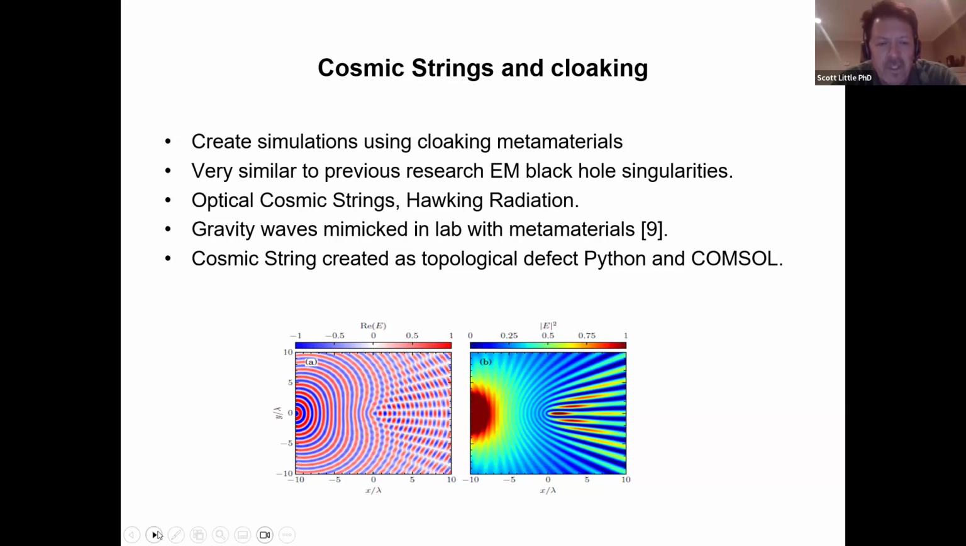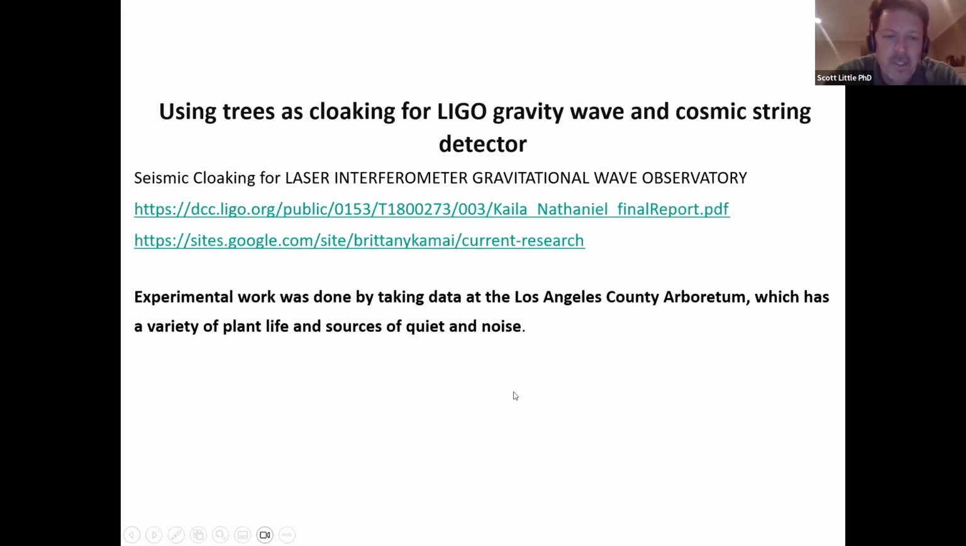I also found this neat paper done by Caltech and LIGO, where they're using trees as a cloaking device for LIGO. In other words, they want to cloak out some of the noise that LIGO's gravitational and cosmic string wave detectors are picking up, and test whether there's a way to filter out the rest of the noise, not just seismic activity, but even cars on the freeway.